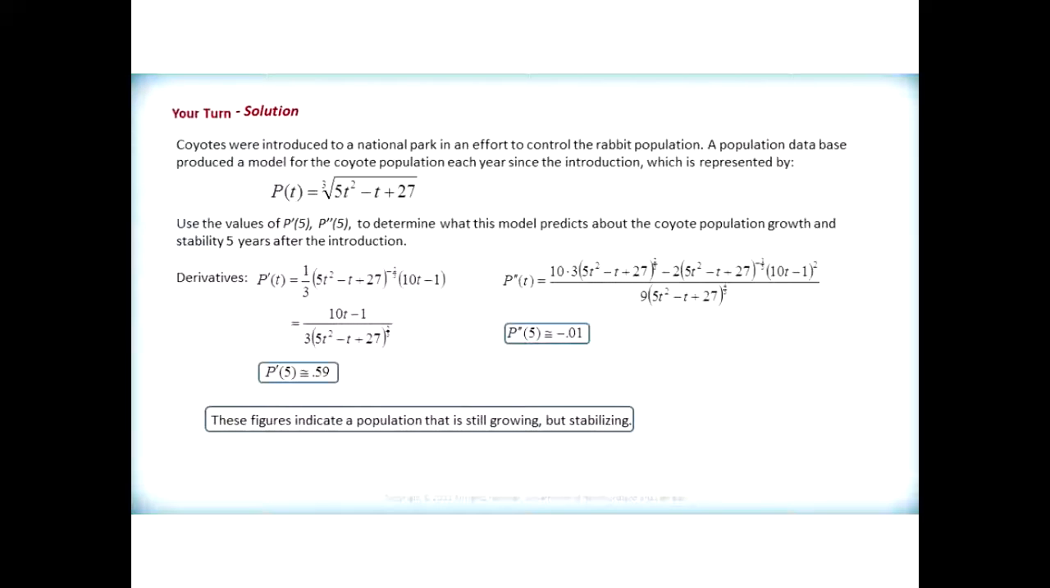And here's the solution to the your turn question, worked out in all the gory detail. So it turns out that the population is still growing, but it is stabilizing. So maybe the coyote stuff worked.